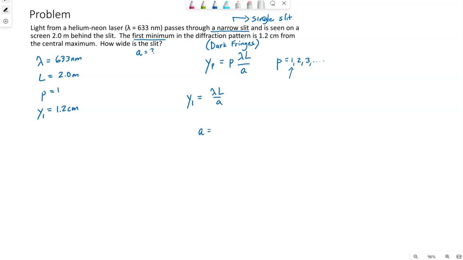So here we're actually just looking for how wide the slit is. That is A. So we have 633 nanometers. I'm going to put everything into meters. Just make sure you watch your units. Y1, 0.012 meters. Oops.